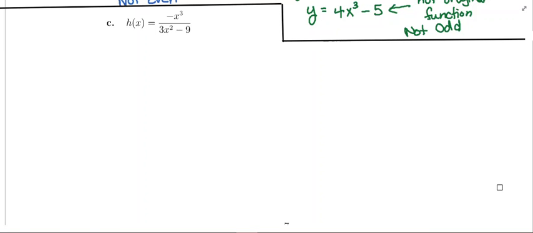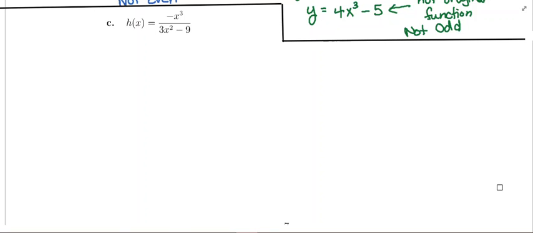In example 7c, the function we are going to examine is h of x is equal to negative x cubed over 3x squared minus 9. So we need to test this function algebraically to see if it is even, odd, or neither. This is going to be a bit challenging because the function here is a fraction.